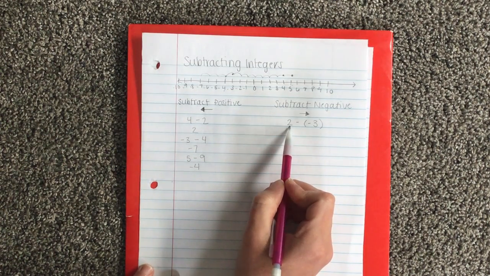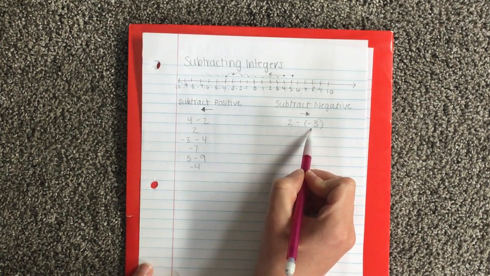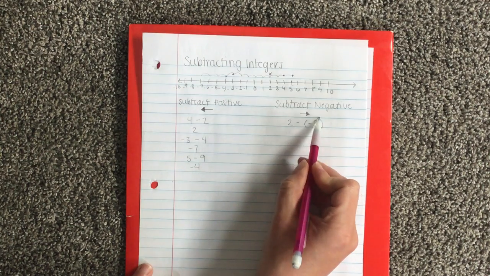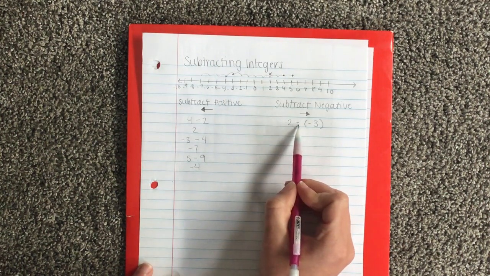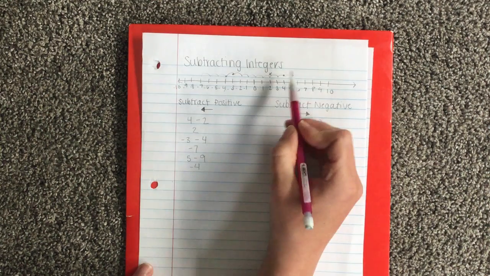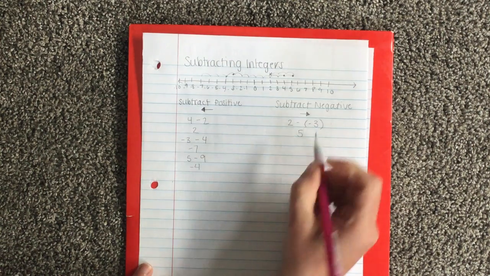You're going to start at the first number, and we're subtracting a negative number. These parentheses just help me stay organized. It's to keep the 2 negatives apart. We're subtracting a negative number, so I'm moving to the right 3 places. 1, 2, 3. I land at 5.